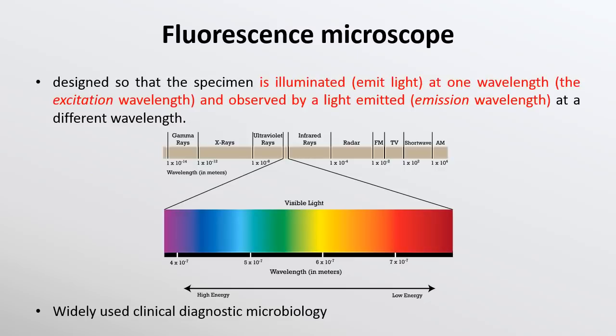The following microscope is the fluorescence microscope. The fluorescence microscope is designed so that a specimen is illuminated, or made to emit light, at one wavelength, which we call the excitation wavelength, and observed by the light emitted, which we call the emission wavelength, at a different wavelength. So usually the sample will be excited at one wavelength, and then the reading will be done at a different wavelength. It is widely used in the clinical diagnostic microbiology lab.